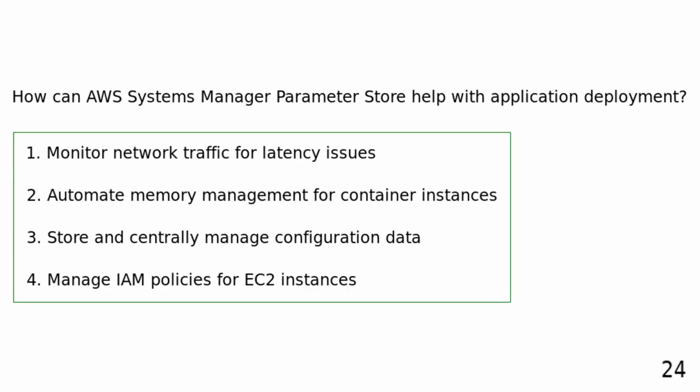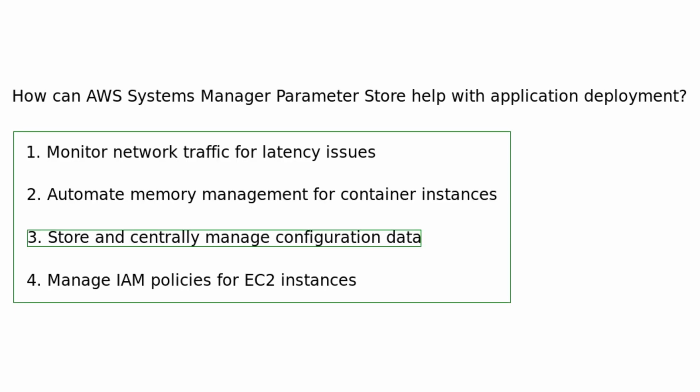How can AWS Systems Manager Parameter Store help with application deployment? Monitor network traffic for latency issues. Automate memory management for container instances. Store and centrally manage configuration data. Manage IAM policies for EC2 instances. AWS Systems Manager Parameter Store allows users to store and centrally manage configuration data, making it easier to deploy applications across multiple instances with consistent configurations.